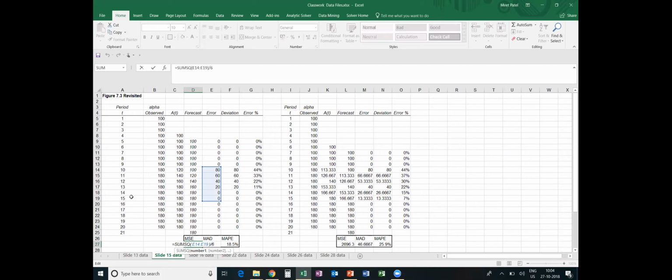Okay, great. Click on the next cell right next to it. So MAD is the sum of the absolute deviation, which is F, divided by 6. And then the next one, MAPE, which is the sum of G14 through G19 divided by 6.